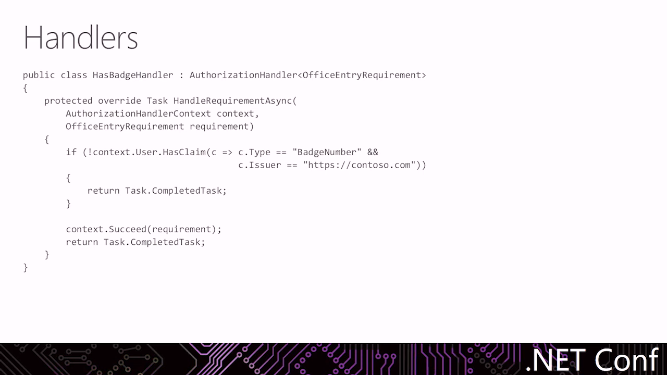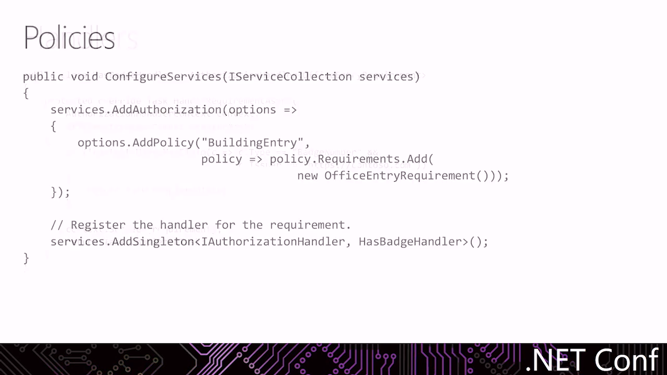I'm going to do whatever work it takes to make a decision to see if I can fulfill that requirement. And if I can, I'm going to call context.Succeed. If it fails, I'm going to do nothing, because there may be multiple handlers, remember. So another handler could fulfill this requirement based on the user. And then for policies, when we're adding authorization, we do options.AddPolicy. We give our policy a name, and then we add all our requirements. And like I say, we remember to register the handler for the requirement.